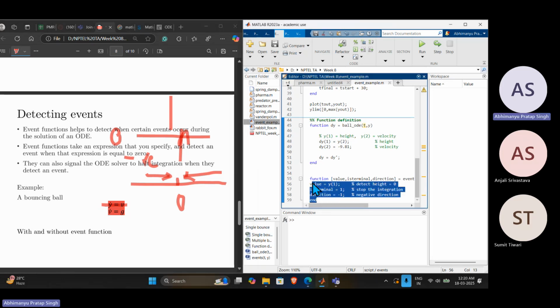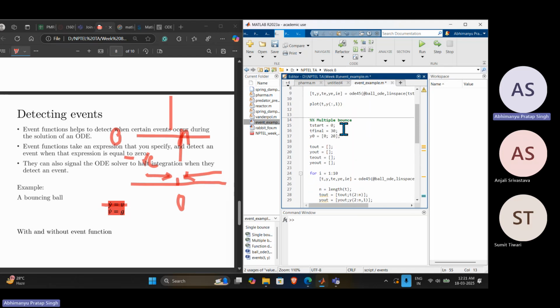Is this clear to everyone? This event function. If you have any doubt, you can ask. Fine.